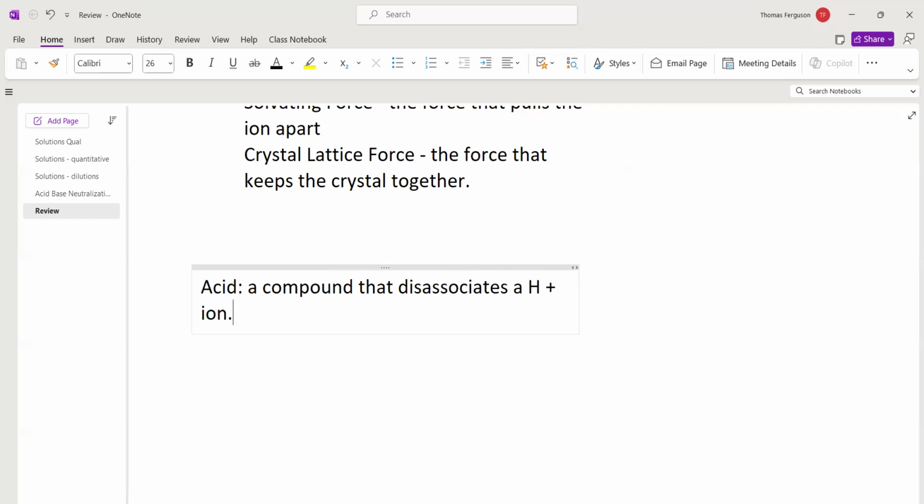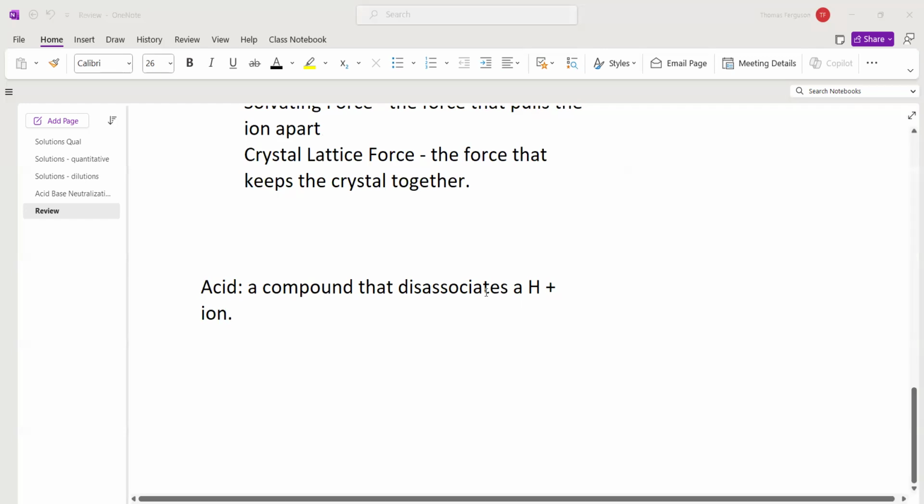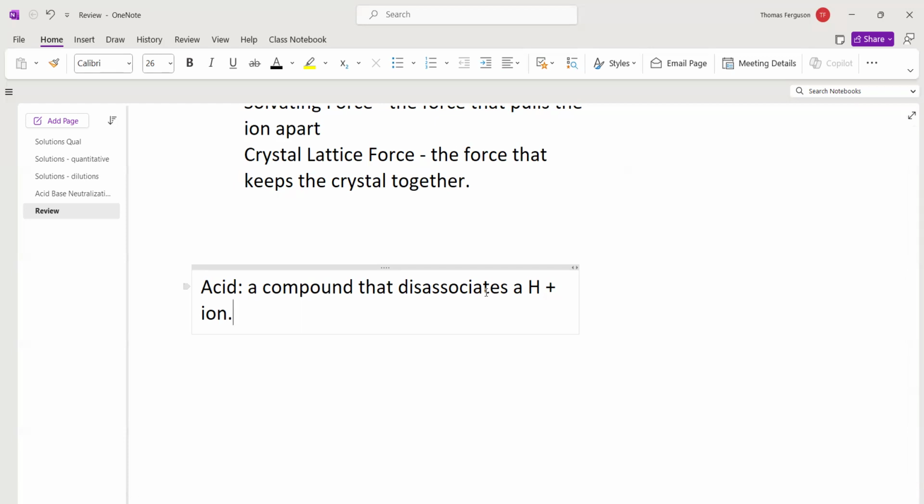Okay, so an acid, if it disassociates a hydrogen ion, is an acid. Now that means a compound has to have hydrogens in it first. So can carbon dioxide become an acid? No. Ask yourself, are there hydrogens in carbon dioxide? No, so it can't become an acid. So one, it has to have hydrogens first, and secondly, no exceptions, it has to disassociate one of those hydrogens as a hydrogen plus.